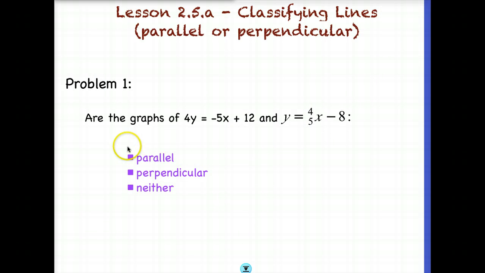In our first problem, it says, are the graphs of 4y equals negative 5x plus 12 and y equals 4/5 x minus 8 parallel, perpendicular, or neither? So here are the steps to figuring that out.